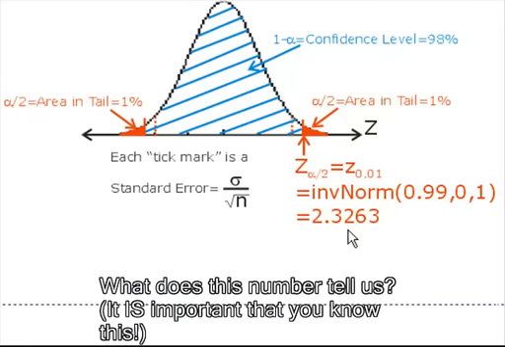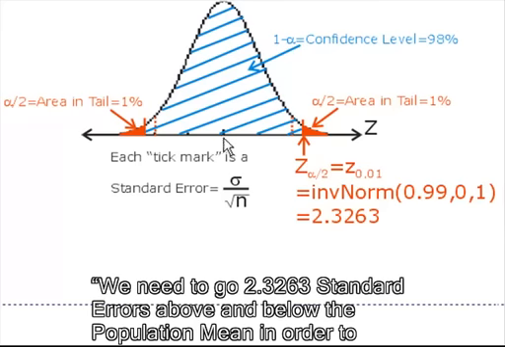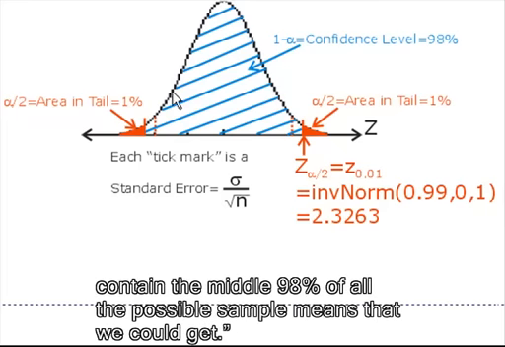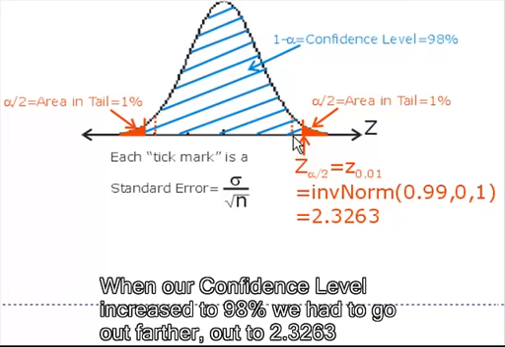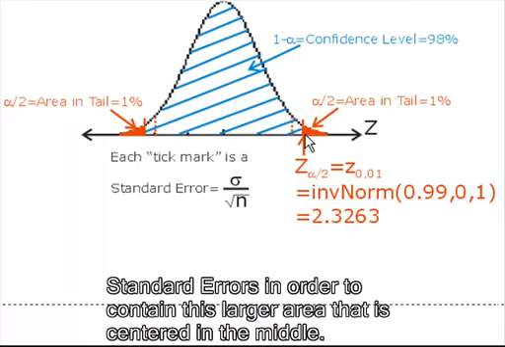What does this number tell us? It is important that you know this. We need to go 2.3263 standard errors above and below the population mean in order to contain the middle 98% of all the possible sample means that we could get. When our confidence level was 95%, we had to go out 1.96 standard errors. When our confidence level increased to 98%, we had to go out farther, out to 2.3263 standard errors, in order to contain this larger area that is centered in the middle.